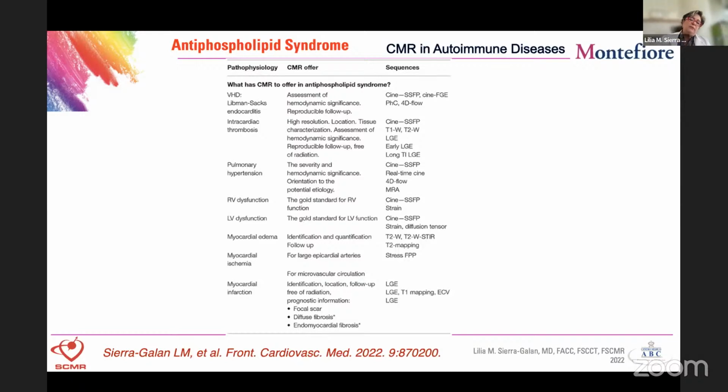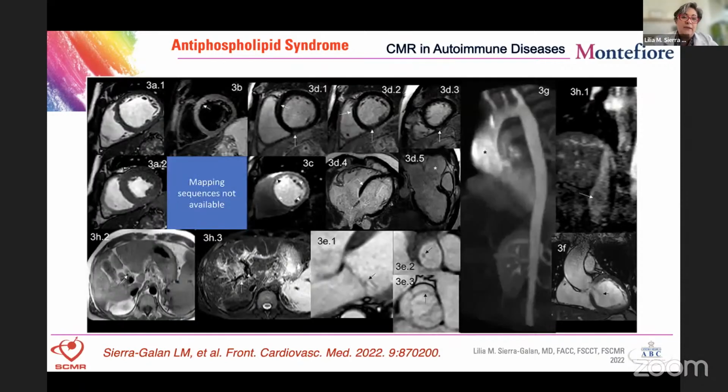And the myocardial infarction, we can see everything, if it's a focal or diffuse scar or a diffuse fibrosis, or if we have endomyocardial fibrosis. So a case with antiphospholipid syndrome, it is like this one.